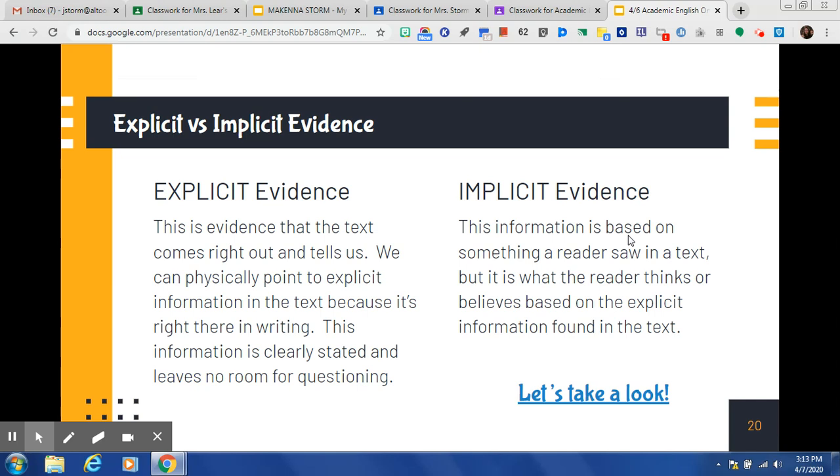Okay, so now that gave you a little bit more insight on explicit and implicit evidence. Just remember that explicit, it's right there. You can point to it in the text, and implicit are the things that you imply and the things that you make inferences about based on what you see in the text. Those are the drawing conclusion things that we make.